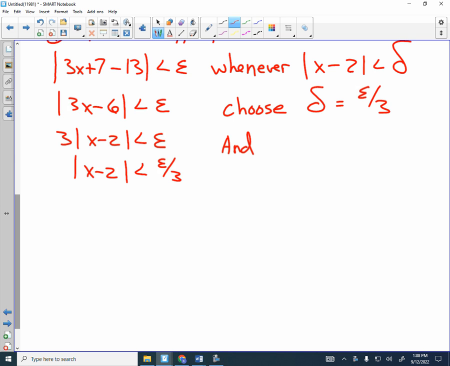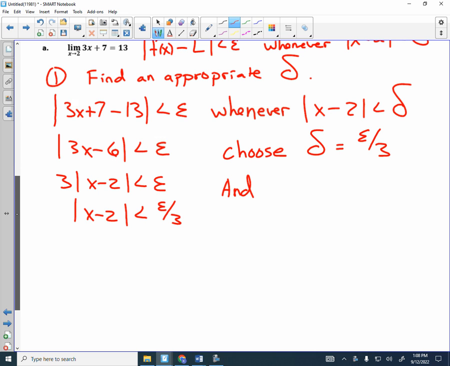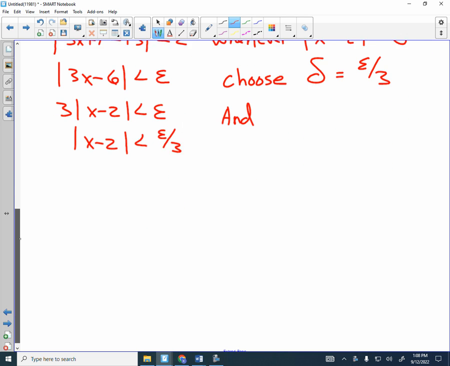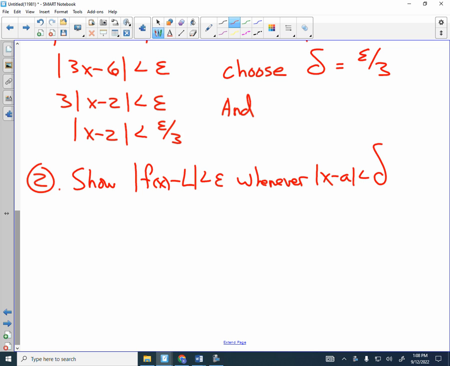I'm going to make one more note here. One more note here that's really important. No, we'll do that in a second. I don't want that to confuse anybody. Okay. Step number 2. We'll get to the and statement here in a second. So this is the last part of the proof. We made one part look like that. Now, show the absolute value of f of x minus L is less than epsilon whenever x minus a is less than delta.